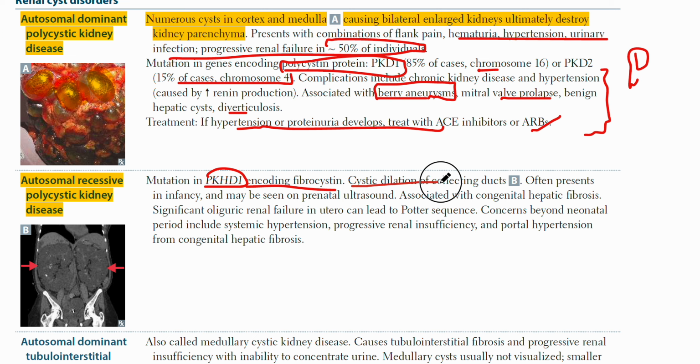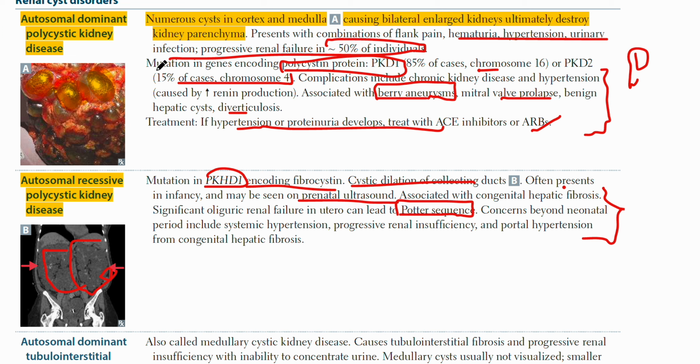There is cystic dilatation of collecting ducts, as you can see here. Cystic dilatation of collecting ducts is often present in infancy and may be seen on prenatal ultrasound. It is associated with congenital hepatic fibrosis, and significant oliguric renal failure in utero can lead to Potter sequence. This is a very specific finding for autosomal recessive polycystic kidney disease. We have to remember that.